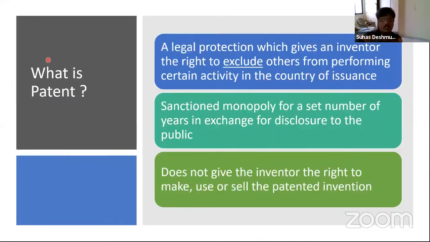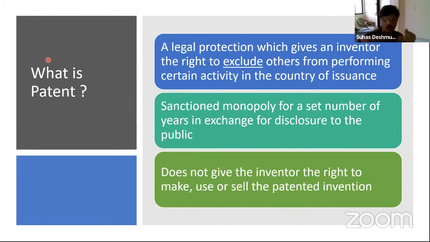Then we'll just look at it. It is going to provide you a legal protection which gives an inventor the right to exclude others from performing certain activity in the country of issuance. Country of issuance means this patent is mostly given by the country or government. It will not be globally accepted by all the countries. So we have more than 150 countries, and they may not accept it. I can provide a patent in this country only. Means your ideas will be protected region-wise, not worldwide.